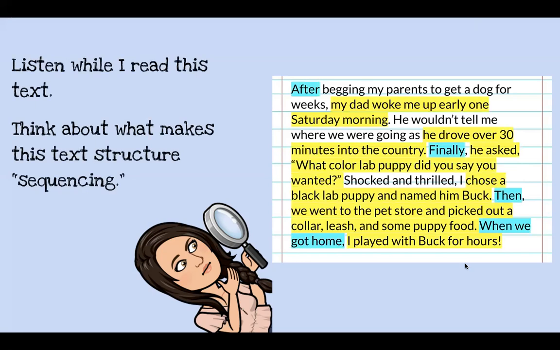I highlighted in blue some signal words. So when you see words like after, finally, then, it's not always, but most of the time it could be a sequencing text, especially if you're seeing times of day. So like here it said she woke up early one Saturday morning, and then they drove over 30 minutes, and then he asked her what kind of puppy she wanted, and then she got the puppy, and then they went to the pet store to get supplies, and lastly they finally went home to play.